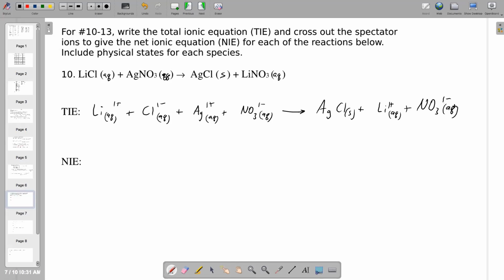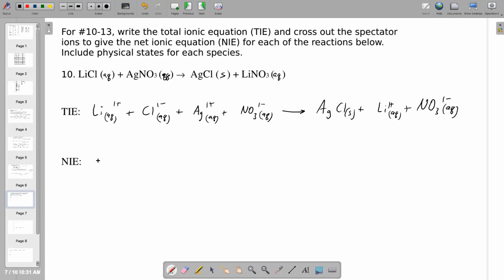Anything that's aqueous, you write the individual ions separately. And the equation was already balanced. You only need one of everything because they all have a charge of 1. The net ionic equation is the equation that shows only the ions that react to form a solid. So any spectator ions, they're not written in the net ionic equation. The spectator ions include lithium, because the lithium on the left and the right look the same. The nitrates on the left and the right look the same.